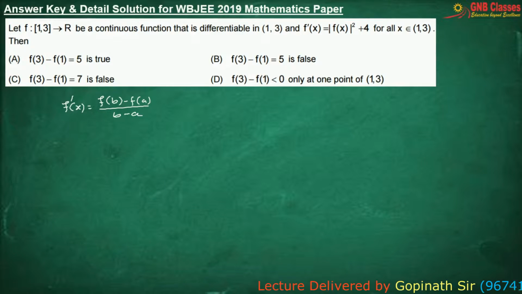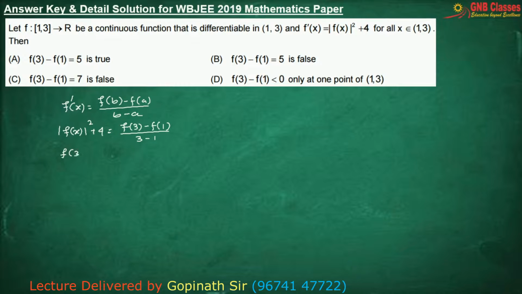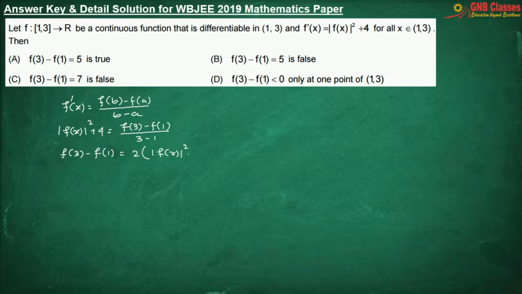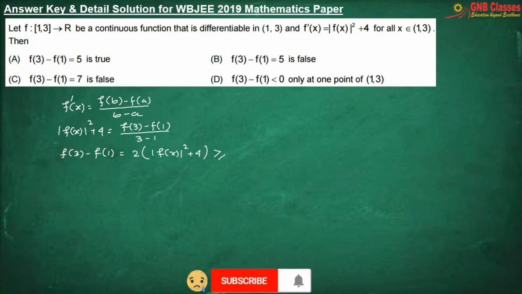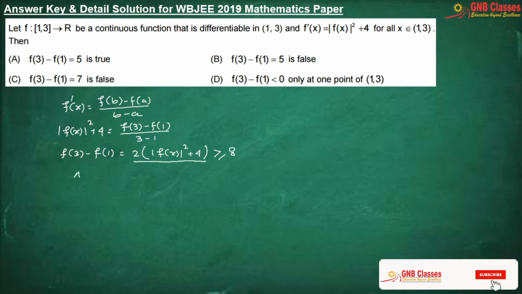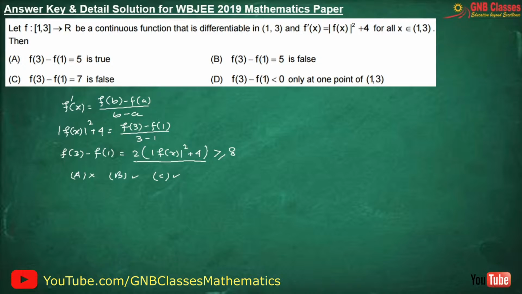So we are getting, f(3) minus f(1) will be equal to 2 times mod f'(x) square plus 4, which is greater than or equal to 8. Okay, the minimum value for this expression is nothing but 8, right? Therefore, option A is not correct. Option B is correct, as well as option C is correct. Option D is also not correct.